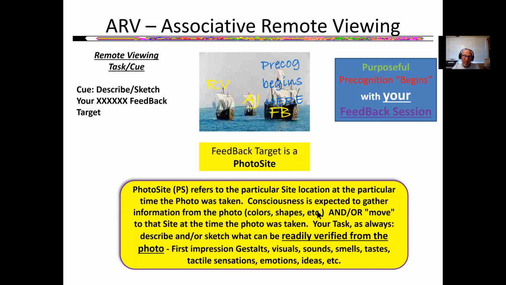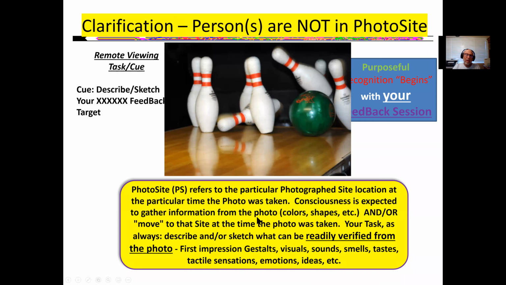Okay, so that is what a photo site is. But to really clarify it, this might be a possible target. What do you get? You might hear the sounds from there, the crashing of the bowling ball into the pins. You get the colors. You might get a gestalt of action, of brown, of white, of black, the things that hit you first. What is not in here and what is not in the photo site are persons.